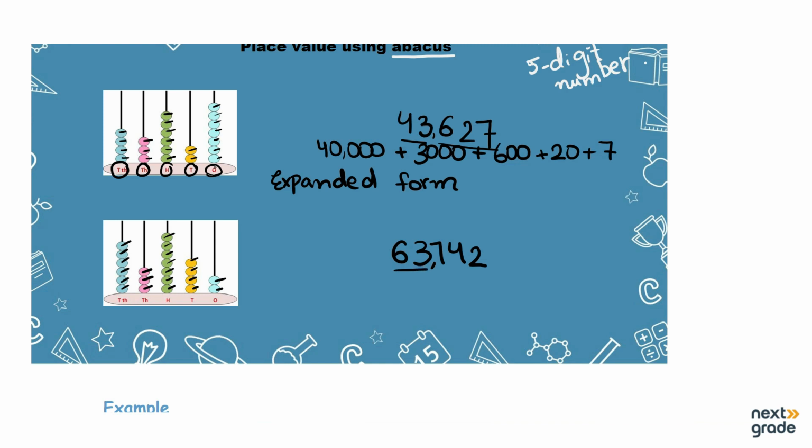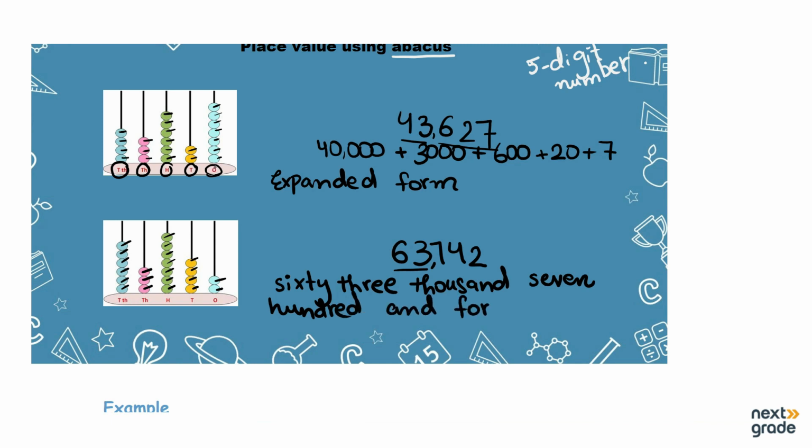You will write the first two digits together. That is 63,000. Always remember to learn the spelling of the common words, that is thousand, hundred, tens, and ones, right? So 63,742. This is how we will write the number name of the given number.